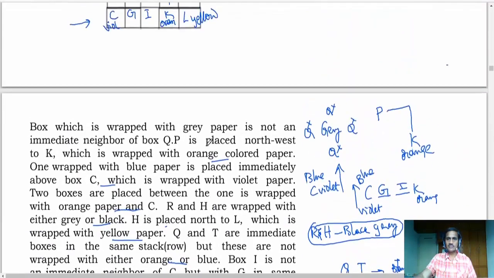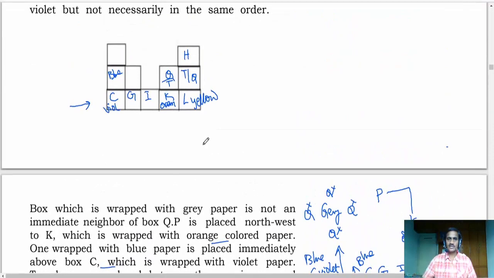R and H is either black or grey. R and H is black and grey. Now here R cannot be, since H is here, so black or grey must be here.